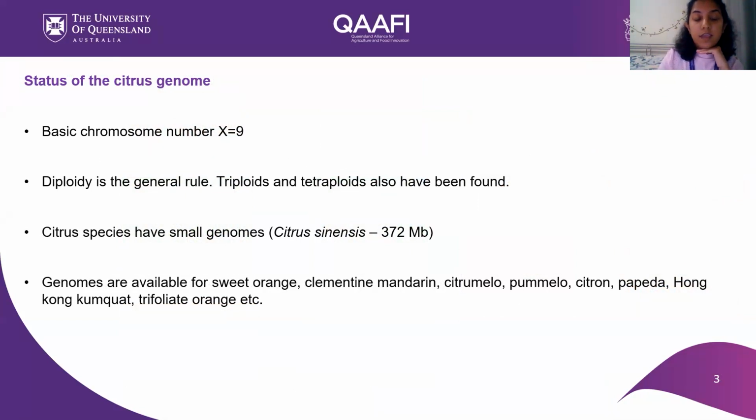So citrus species have relatively small genomes, usually ranging between 340 megabases to 380 megabases. And the genomes of some of these species have been sequenced and assembled over the past few years. So the very first genome that is available is for sweet orange, which was published in 2013, and one for clementine, which was published in 2014. Other than that, we also have some other genomes available for the other species, as you can see here in this slide.